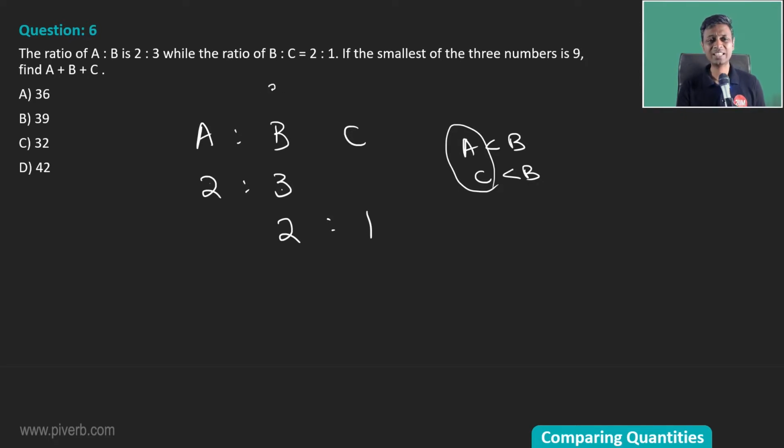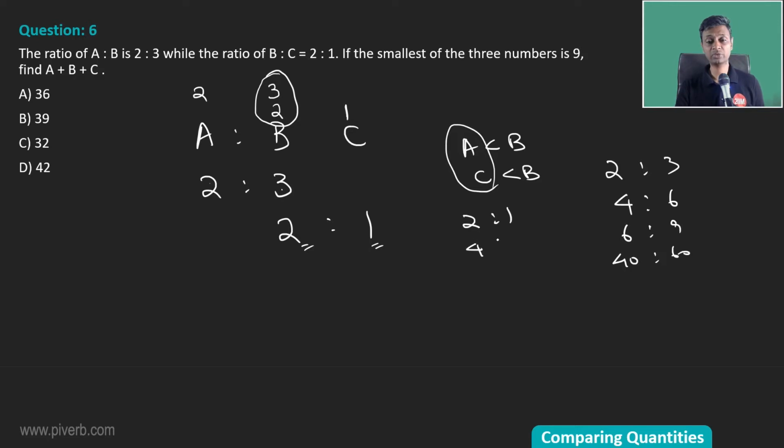For every 3 units of B, there are 2 units of A. For every 2 units of B, there is 1 unit of C. So we need to combine these to make one big ratio. 2 to 3 is the same as 4 to 6, the same as 6 to 9, the same as 40 to 60. Likewise, 2 to 1 can be imagined as 4 to 2, 6 to 3, 8 to 4, and so on.